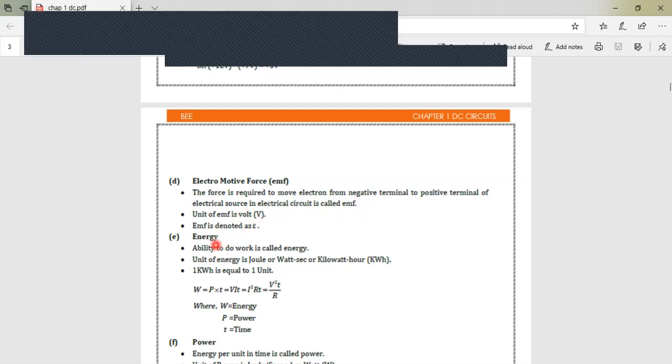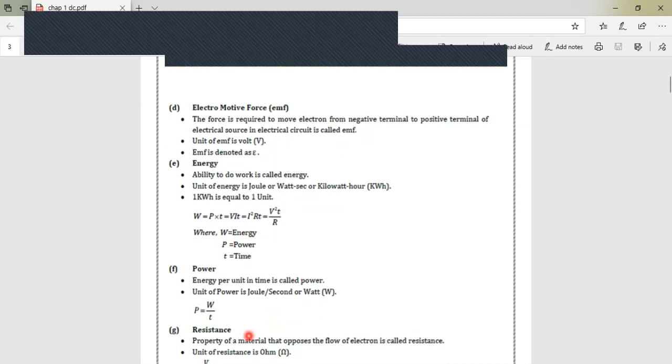Now, next is energy. The ability to do work is energy. The unit of energy is joule or watt into second. The basic formula is work equals power into time. Power is given by P equals VI, so W equals VIT, or we can write P equals I square R, so W equals I square RT. W stands for energy, P for power, and T for time.